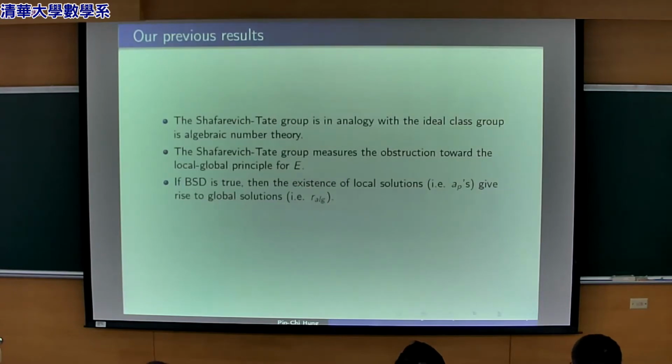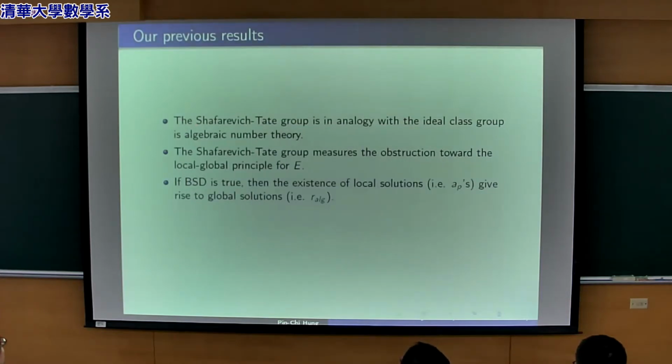There is a precise meaning of that, but I'm not going to use that precise meaning. Basically, the local-global principle tells you how local solutions can tell you about the global solution. What's the relationship? How can these a_p combine together to give you information about the rank? That's the local-global principle, basically the block we're talking about.